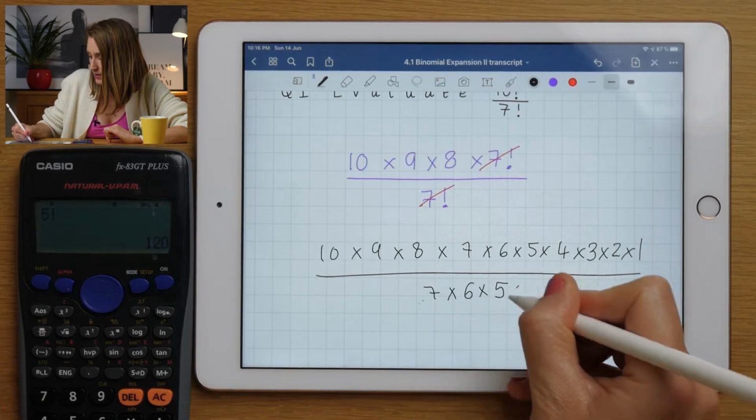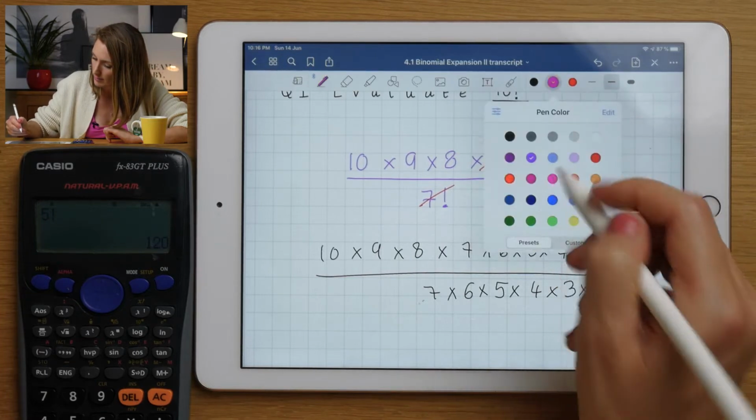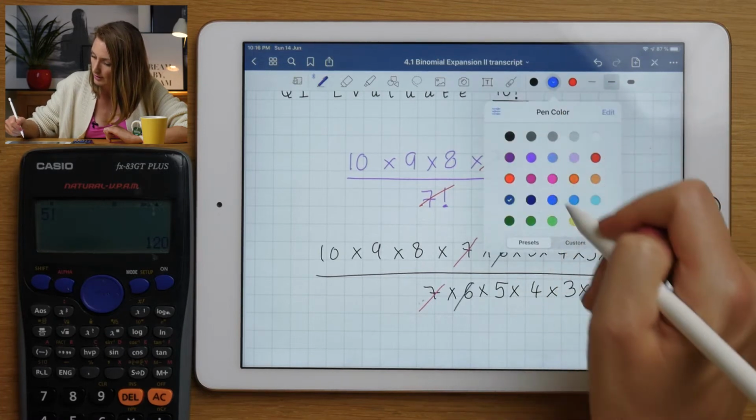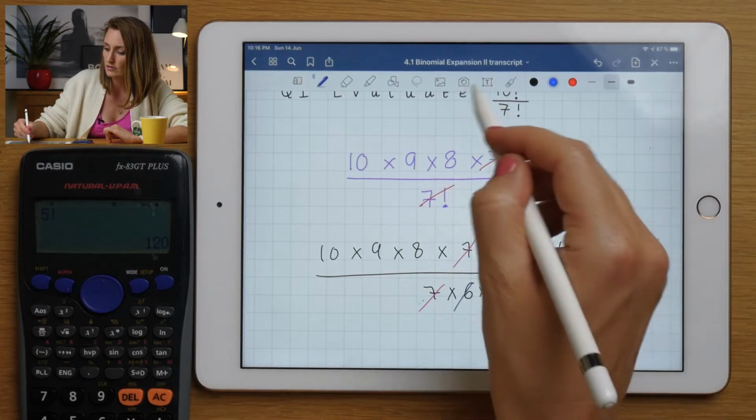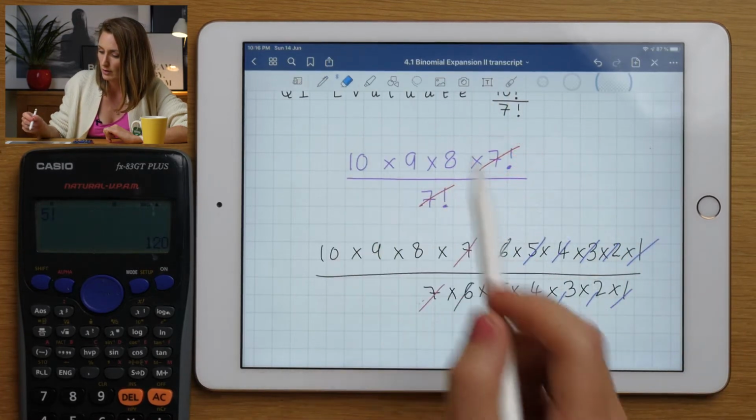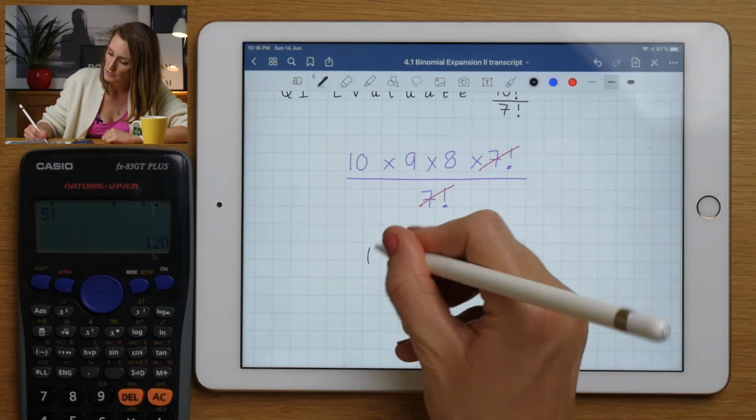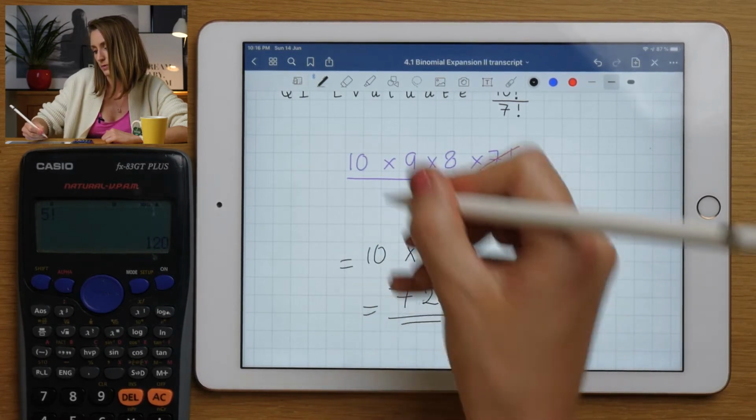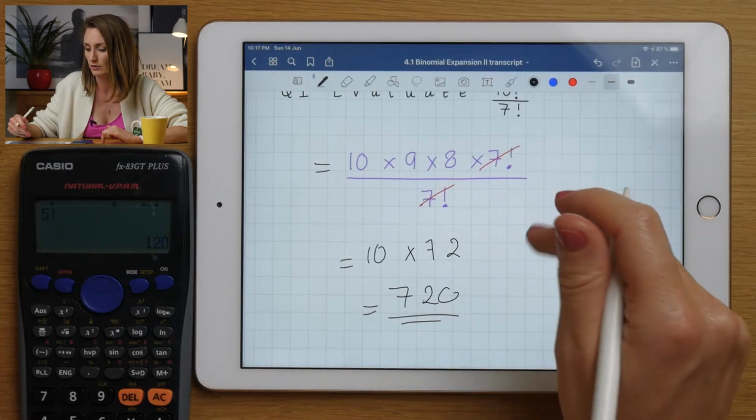But it's not necessary to open it up and cancel it one by one. Imagine you're going to cancel that 7 for that 7, that 6 for that 6, that 5 for that 5, and you're going to keep going all the way along. But it's easier just to cancel 7 factorial for 7 factorial. Now, what's that going to leave us with? 9 times 8 is 72, so 10 times 72 is 720. So, the moral of the story is open up your bigger factorial until you reach your smaller factorial and cancel down.